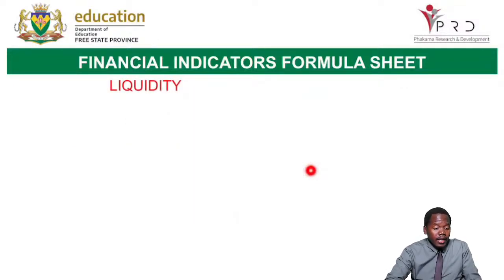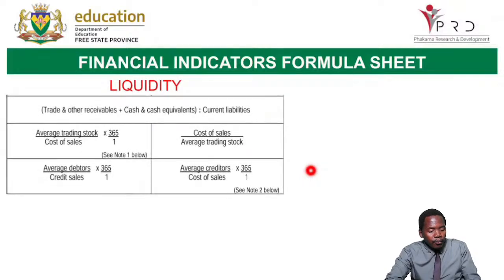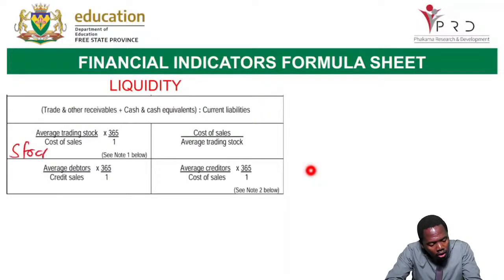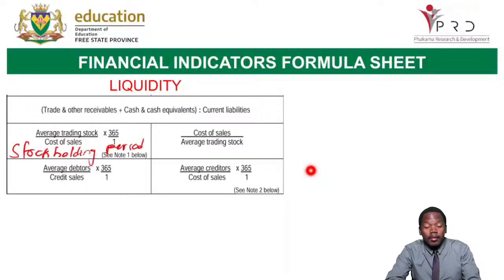Now we still continue with our liquidity. What do we call this? This is also part of our acid test ratio in a simplified manner. The next one, the one that says average trading stock over cost of sales. This is called stock holding period. And then what is the next one? This is the stock turnover.